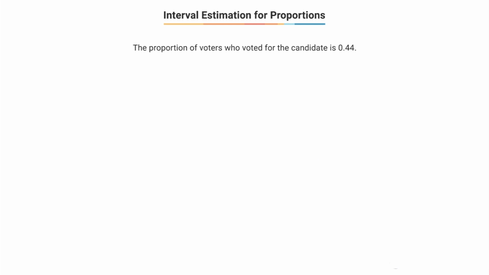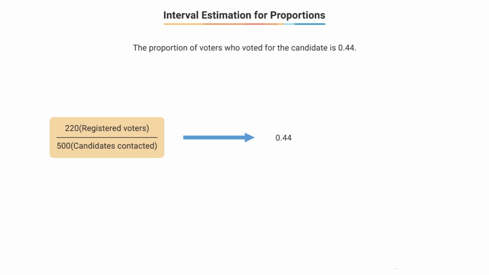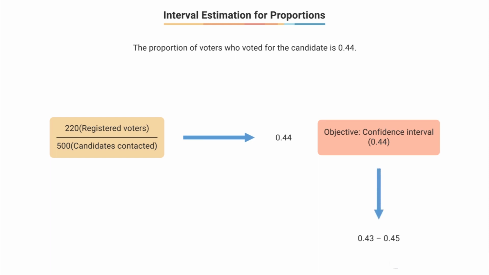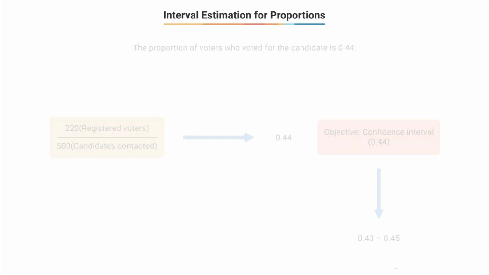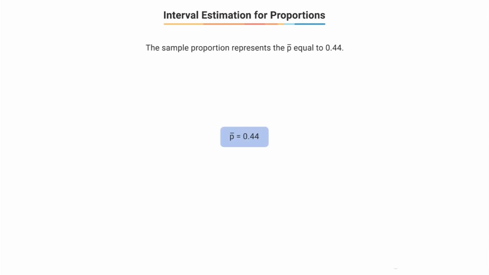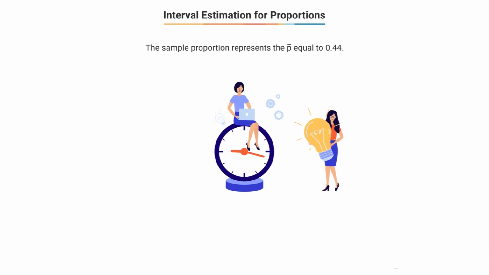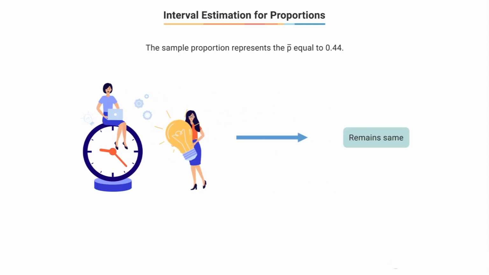Hence, the proportion of voters who voted for the candidate is 220 divided by 500, which is 0.44. Now, the objective here is to compute a confidence interval for the sample proportion value, which is 0.44. The idea is to compute an interval around 0.44, for example, 0.43 to 0.45. Let us call this sample proportion p bar equal to 0.44. As we mentioned earlier, the approach for solving any interval estimation problem always remains the same.